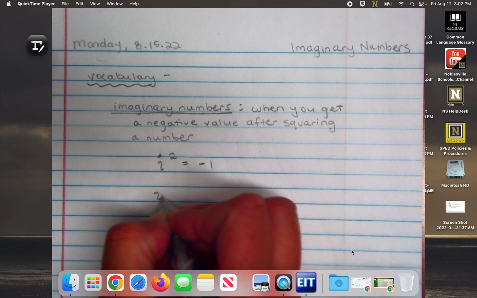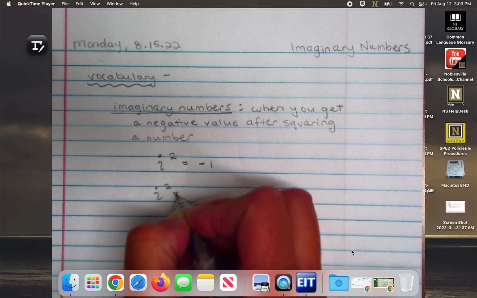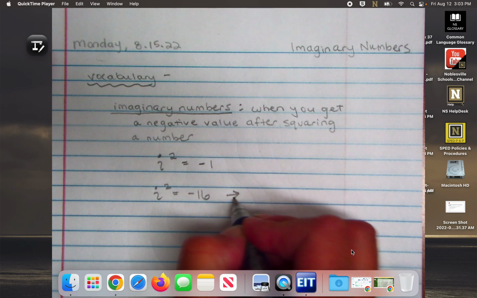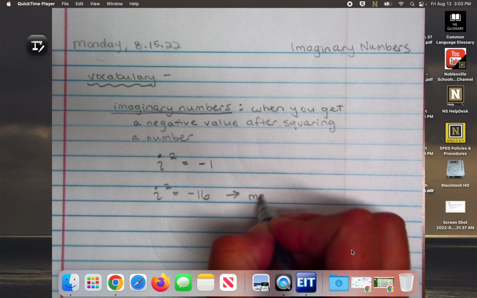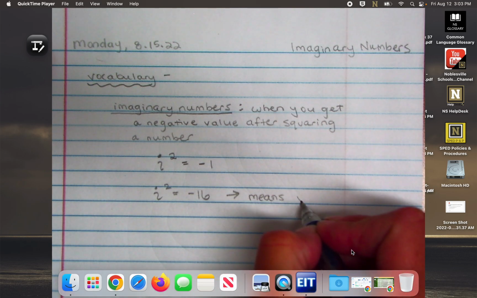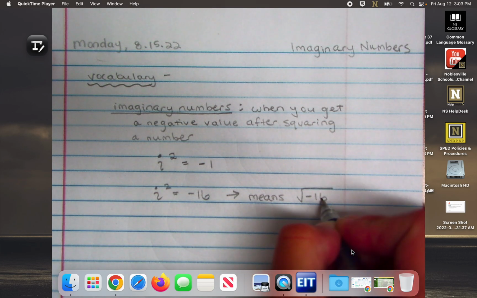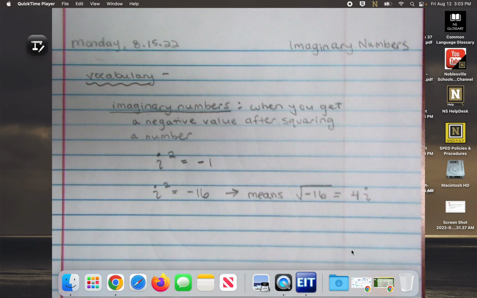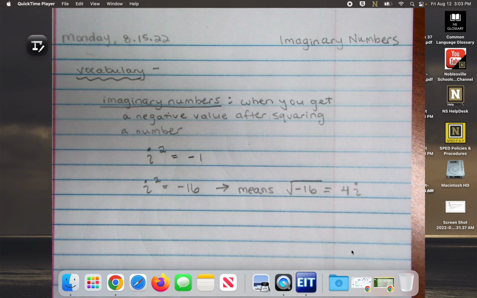So if i squared equals -1, then the square root of -16 is 4i. So we'll unpack that in a second. Just go ahead and get that written down.